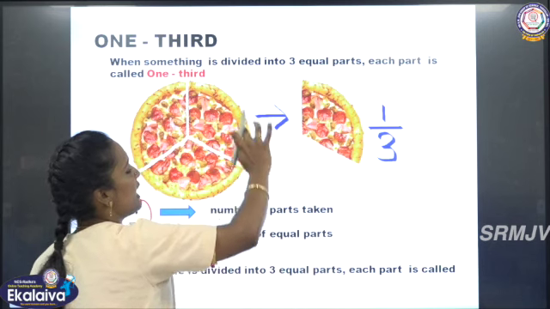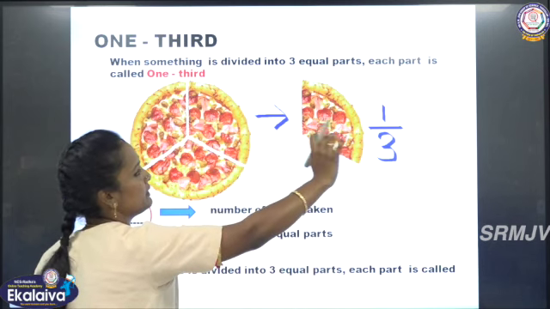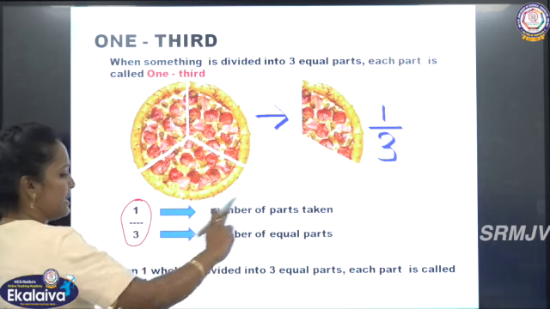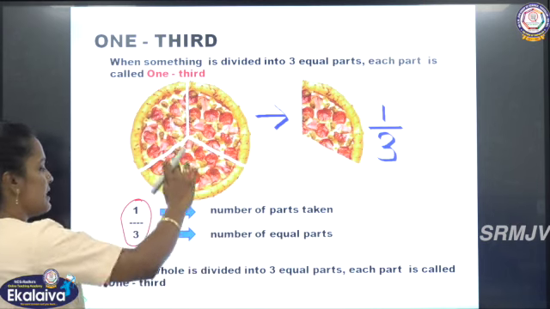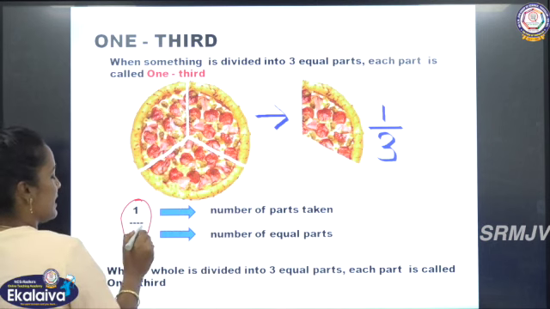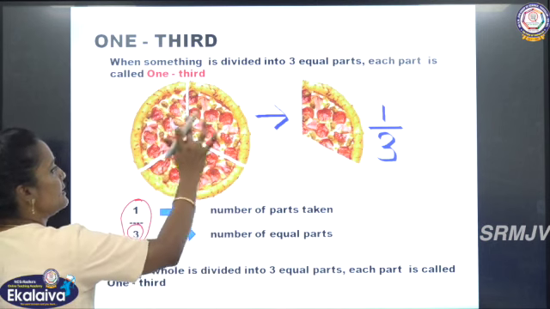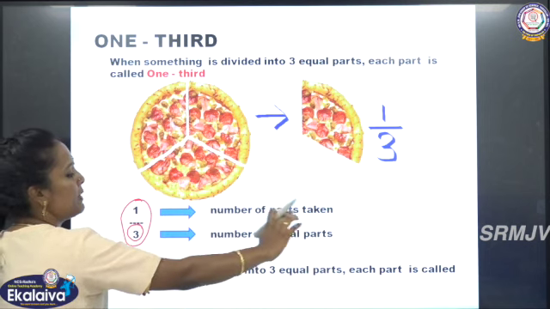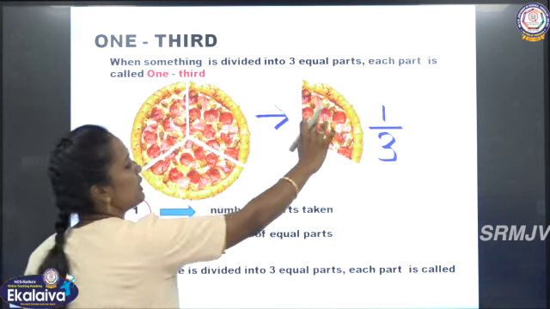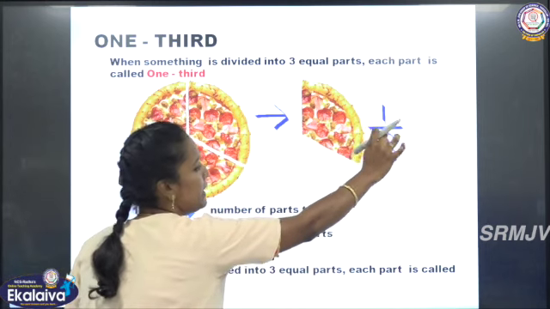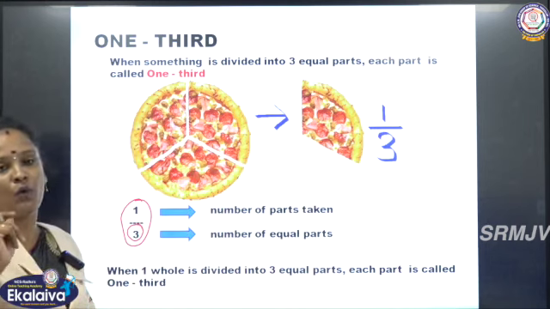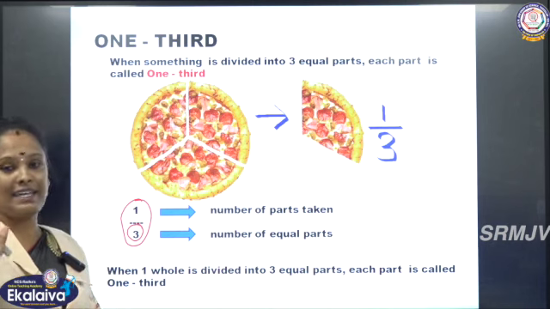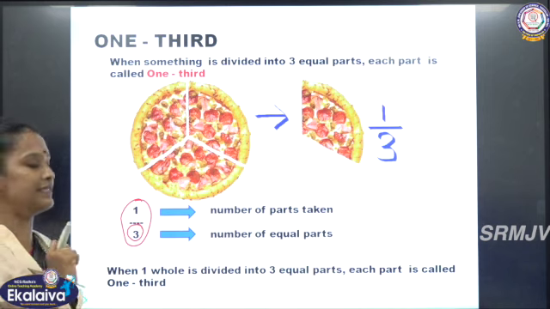See, this pizza has been divided into 3 equal parts. So 1 by 3 is written as the number of parts taken over the number of equal parts. See the 3 equal parts: 1, 2 and 3. So the number of equal parts is 3 and the number of parts taken is 1. Only one part we have taken. So 1 by 3. When one whole is divided into 3 equal parts, each part is called 1 by 3rd.